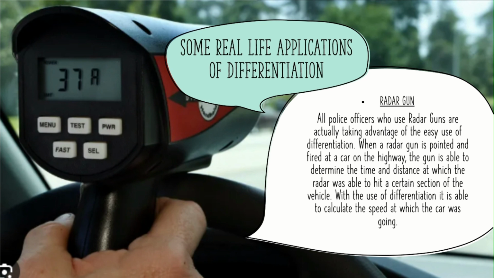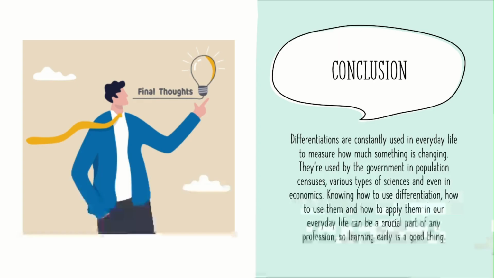Radar gun. All police officers who use radar guns are actually taking advantage of the easy use of differentiation. When a radar gun is pointed and fired at a car on the highway, the gun is able to determine the time and distance at which the radar was able to hit a certain section of the vehicle. With the use of differentiation, it is able to calculate the speed at which the car was going.